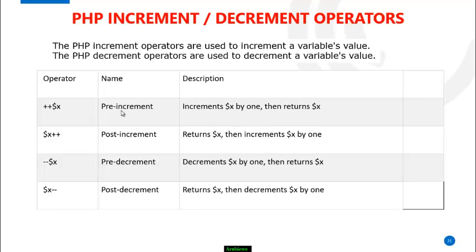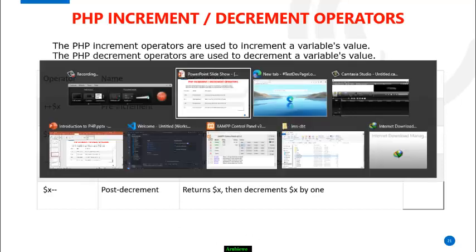This one, from the word pre, happens before it brings out the value, while the post brings out the value, returns the variable, then adds one to it. So we have the pre-decrement and post-decrement. They do the same thing. Let's see an example.